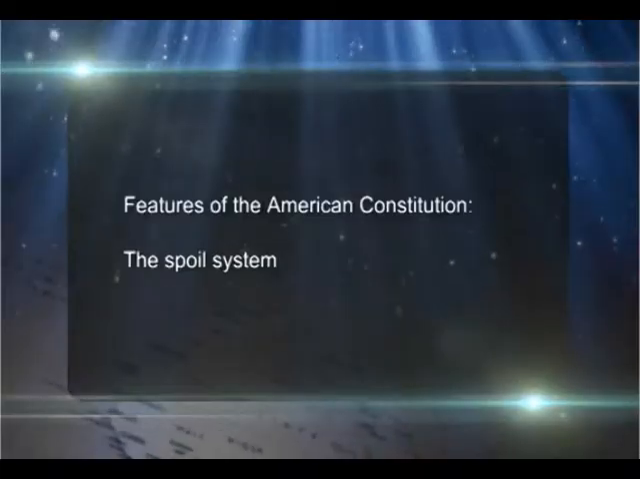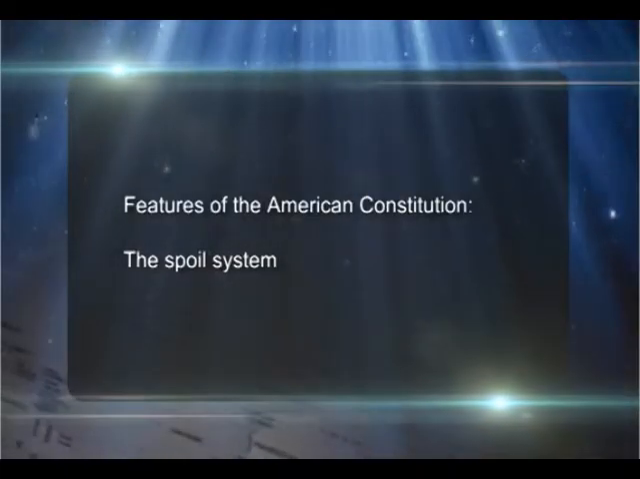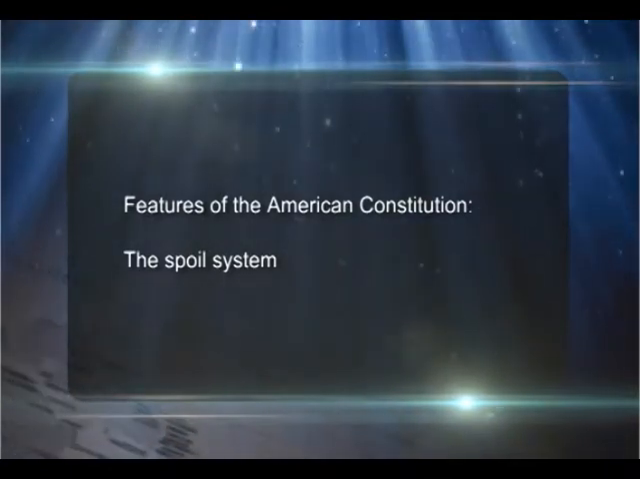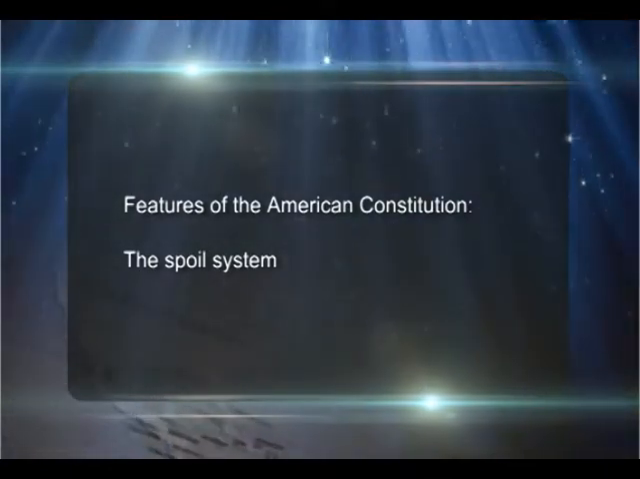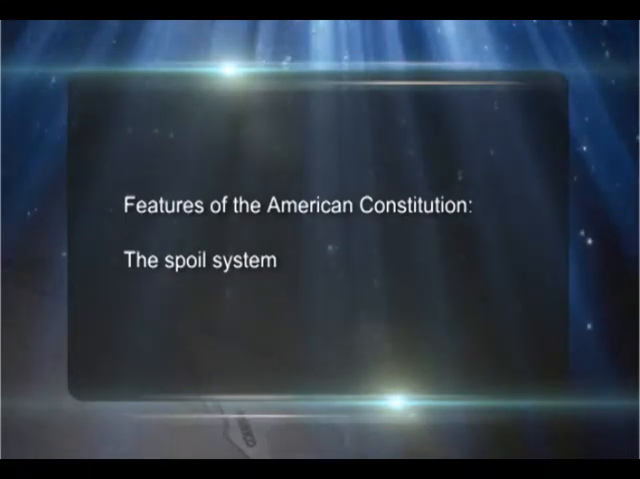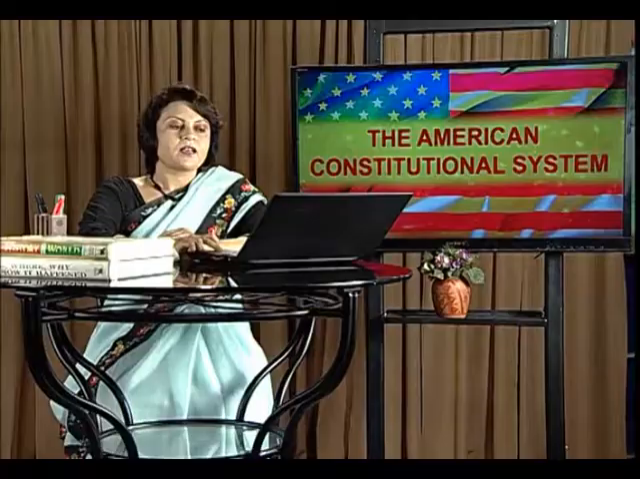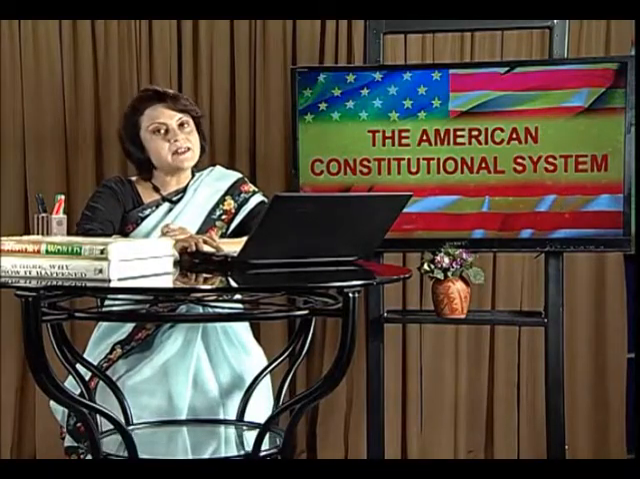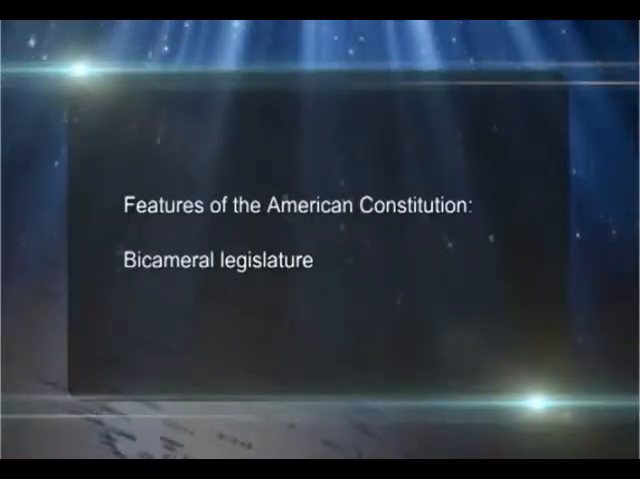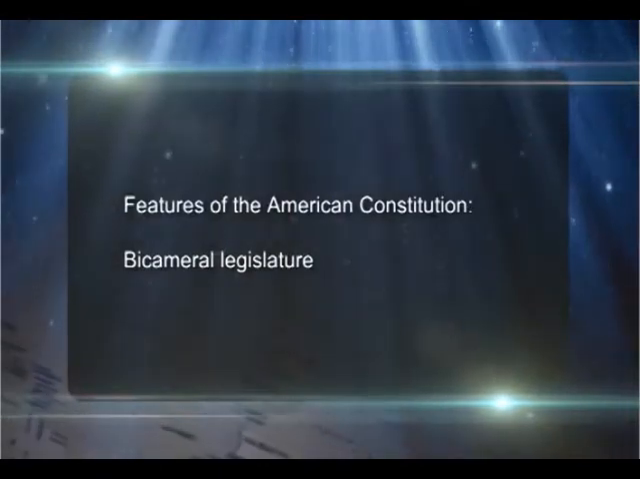The spoils system also remains a vital feature of the American Constitution, although it has been criticized on the ground of leading to corruption and inefficiency at times. The next feature of the American Constitution is that it has a bicameral legislature like UK.